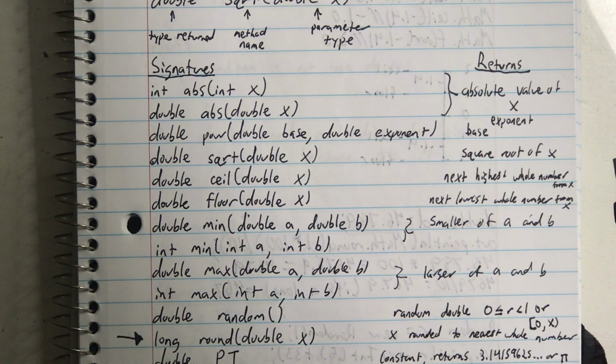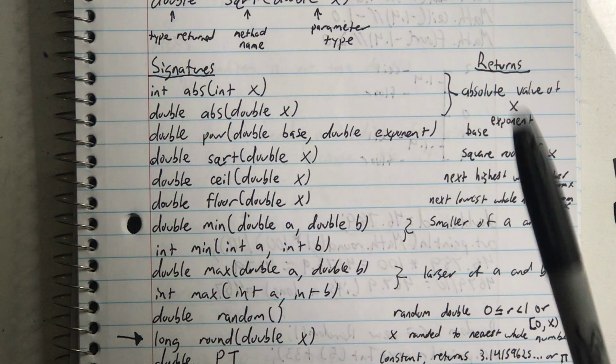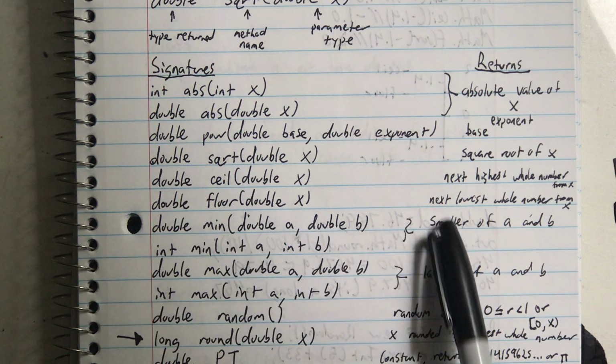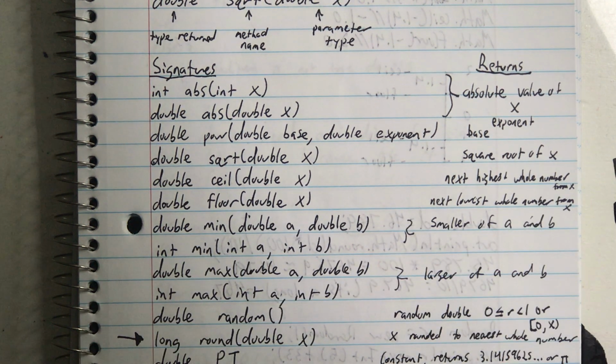Same thing with floor. If you put 3.2, it's going to return 3.0 because it goes to the next lowest whole number from x. Now, when you get into negatives, it gets a little bit tricky. But I'll get into that later. Just remember that with ceil, you go up, and with floor, you go down. So don't confuse that when you're working with negatives.